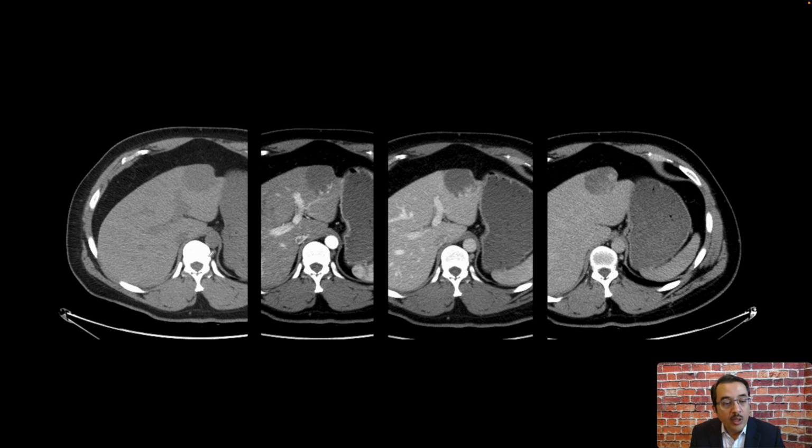Here we have multiple images from a multi-phase CT of the liver trying to evaluate this tumor in the left lobe. On the arterial phase, it shows nodular peripheral enhancement, and slowly on the delayed images, we see that the contrast fills in the tumor, like seen here, consistent with a hemangioma.